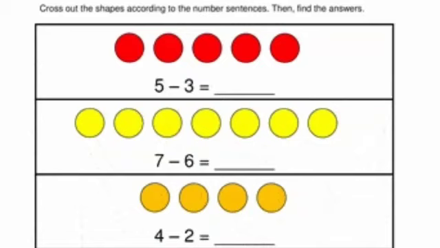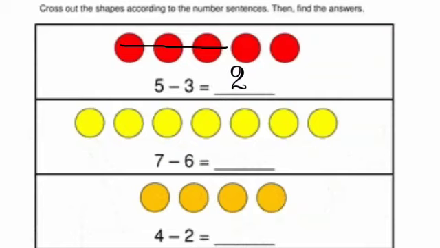As you see, there are 5 circles. We need to cross out 3 circles. So now tell me, how many circles remain? Yes, 2 circles remain. 5 minus 3 equals 2.